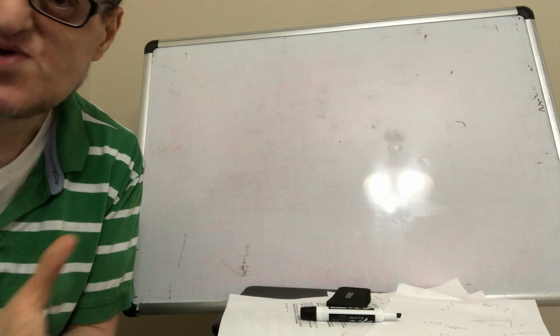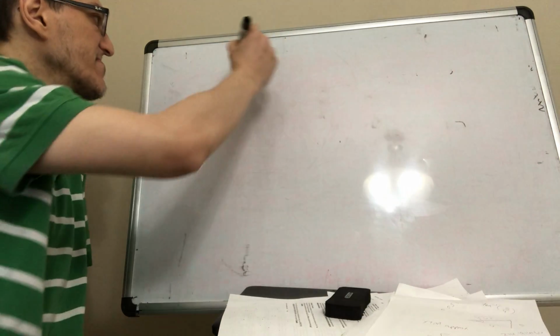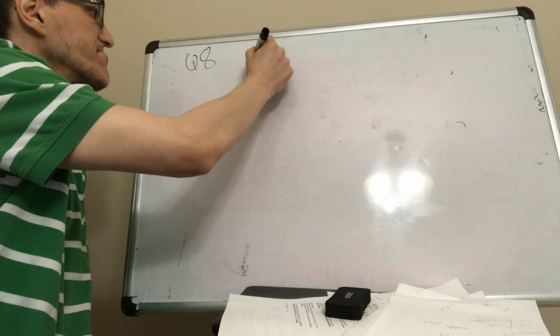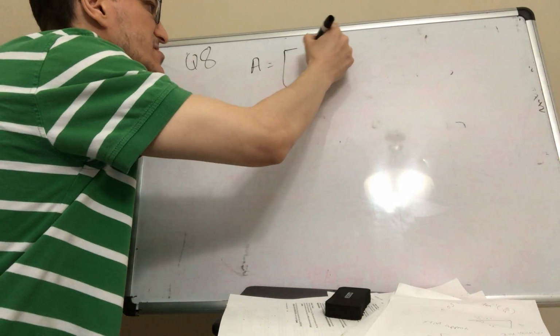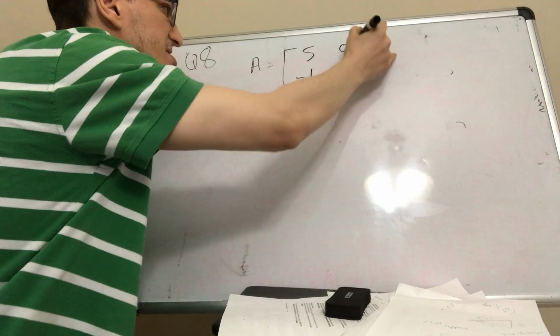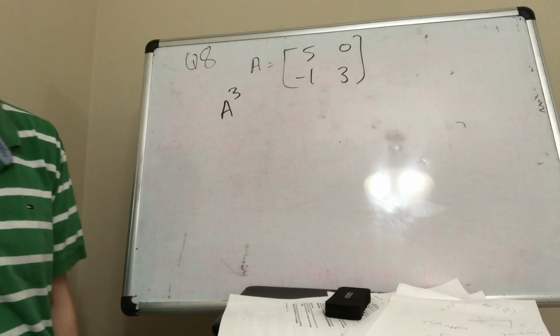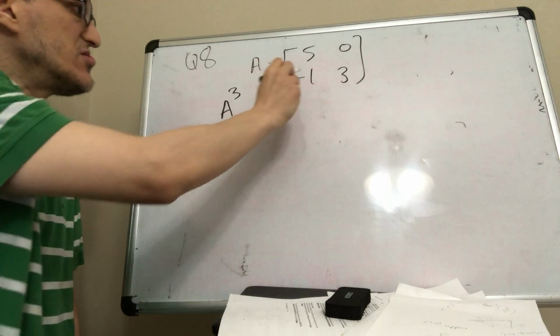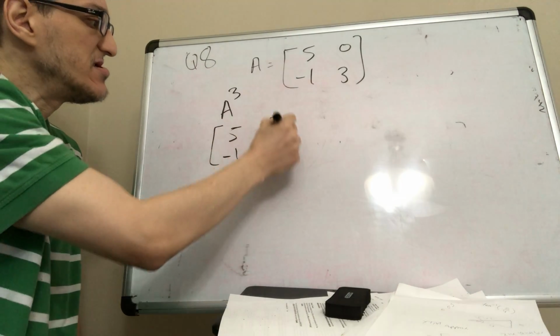Question 8, I mean, all the other questions, I think it's easy stuff you can handle. Question 8 may be a little bit interesting. You have a matrix of 5, 0, negative 1, 3, and they want this to be cubed. To make this cubed, you gotta multiply it by itself 3 times.